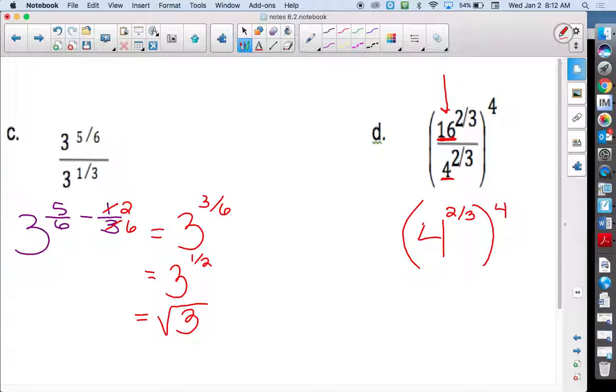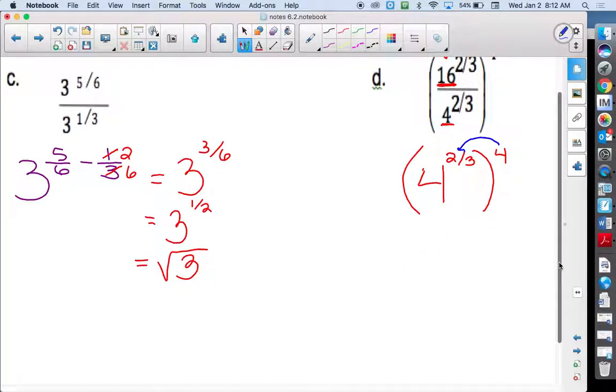It's still to the exponent of 2/3, it still has a 4 outside. We're just simplifying the 16 and the 4 because they have the same exact exponent. So you can reduce them. So Abby, what would you do second then? You distribute the 4. Yeah, we're going to distribute the 4. So we would write that as 4 to the 8/3 because you're taking 2/3 times 4 over 1. So you're multiplying those two fractions together.